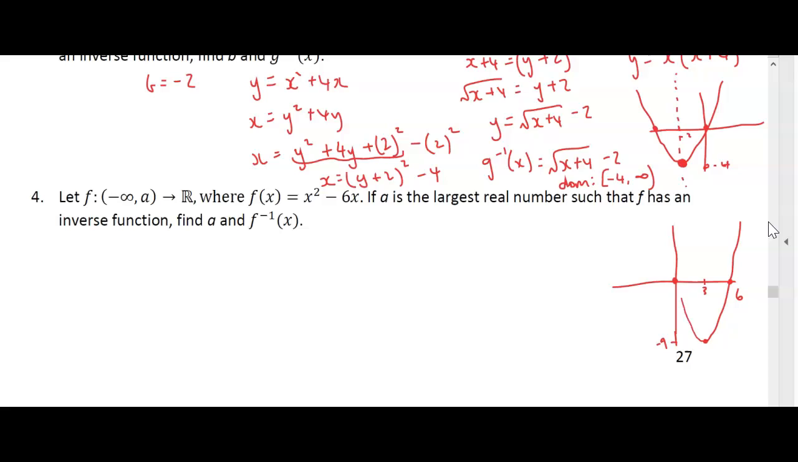Now, I'm just sketching the graph, but remember our domain is going from negative infinity to a. So we're not wanting, just delete all that. We're going from negative infinity to a, so we're only wanting that part of the graph. Okay, so remember, that must mean a is equal to 3.